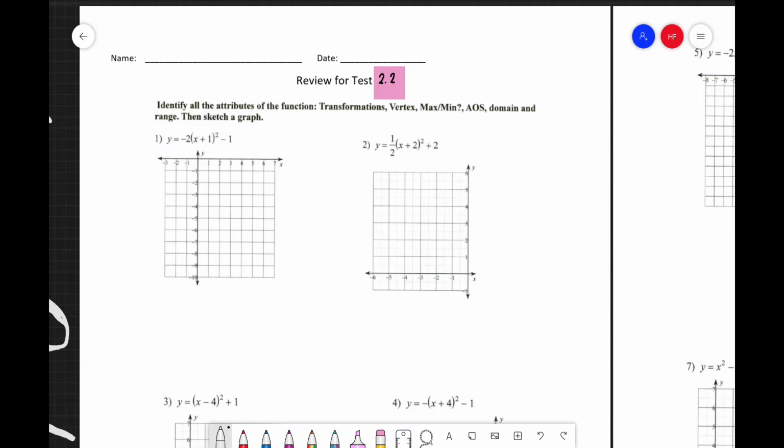So I'm going to do one of each. I'm going to do one that is in vertex form and one that is in standard form. So I'm going to do number one here. We have to find the transformations, the vertex, the minimum or the maximum, either one, the axis of symmetry, the domain and the range, and then sketch a graph. So on number one, first it says to list our transformations.